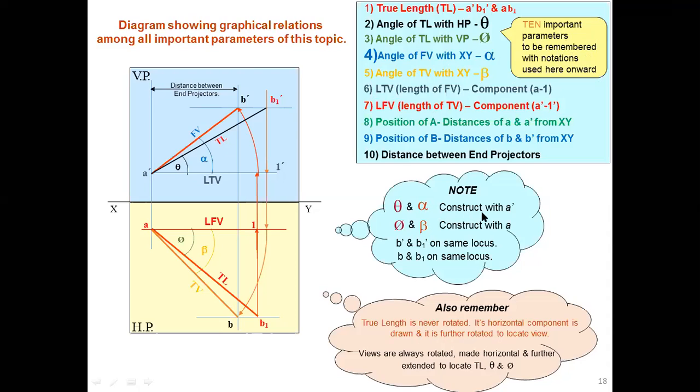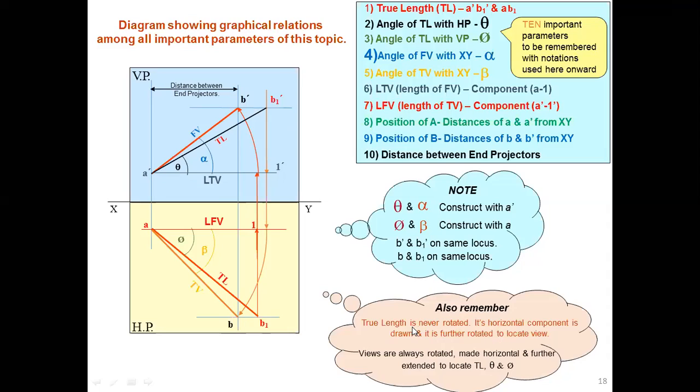Theta and alpha are constructed with A dash. Phi and beta are constructed with A. B dash and B1 dash lie on the same locus. B1 lies on the same locus. This is the locus of B, the locus of B dash.